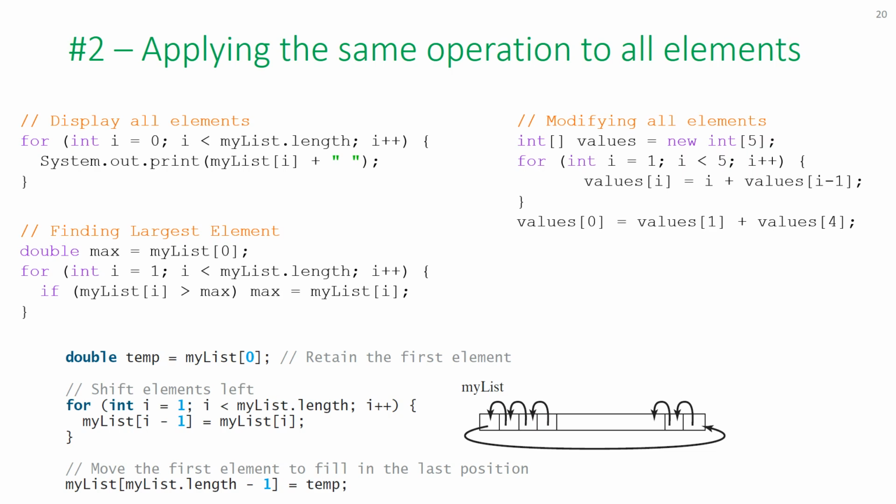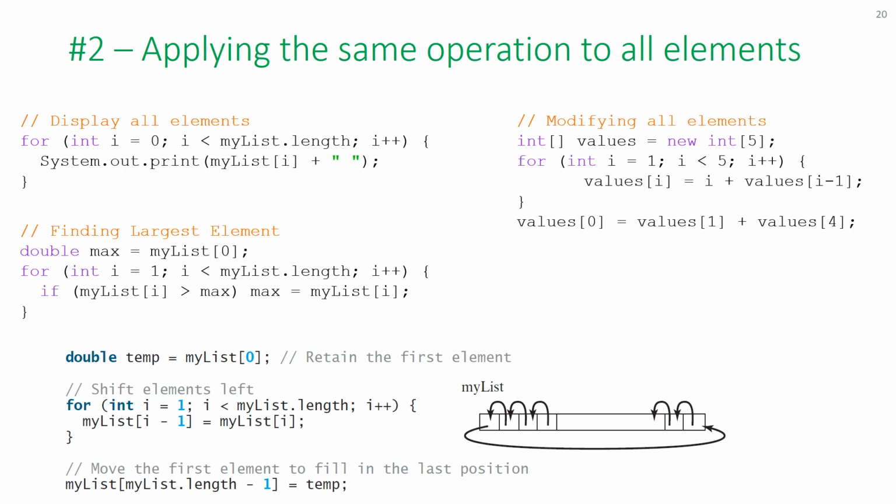But what I want to do is rotate them. So the first element needs to go back and be copied at the end of the array over there. So the value inside of my list index 0 needs to, at the end, find its way to my list index n, the last valid index in the array. How do I do this?